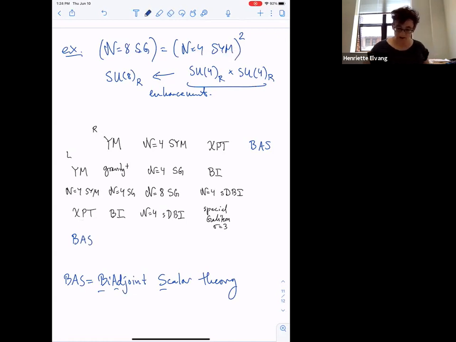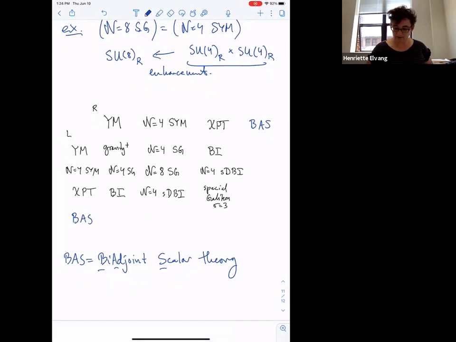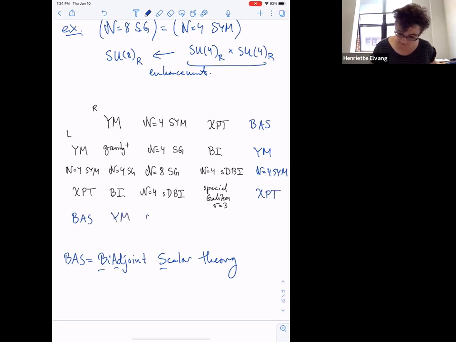Well, maybe I'll tell you first what it does in the double copy, and then I'll tell you what the theory is. So when I double copy it with Yang-Mills, I get Yang-Mills. When I double copy it with N=4 super Yang-Mills, I get N=4 super Yang-Mills. When I double copy it with Chi-PT, I get Chi-PT. And when I double copy it with itself, you guessed it, I get itself.